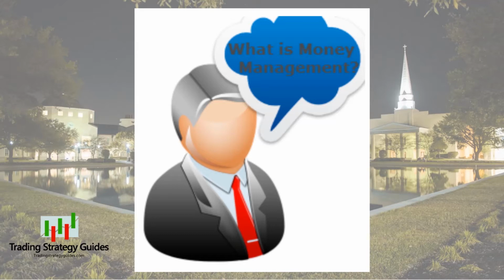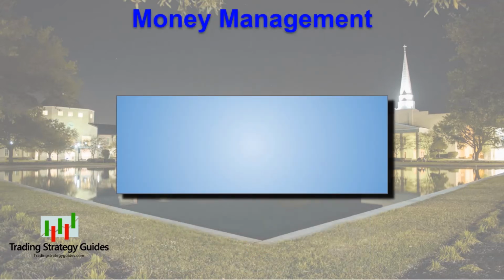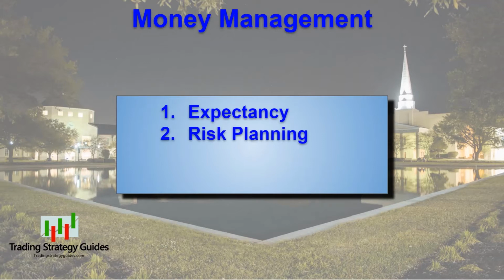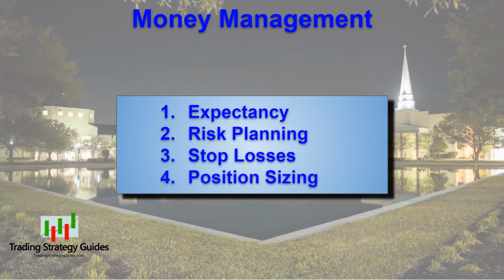Money management is a phrase that is kind of a basket term for several different things that we look at as traders. We can basically break money management into 4 items as follows. Number 1, expectancy. Number 2, risk planning. Number 3, stop losses. And number 4, position sizing. Let's talk first about expectancy.